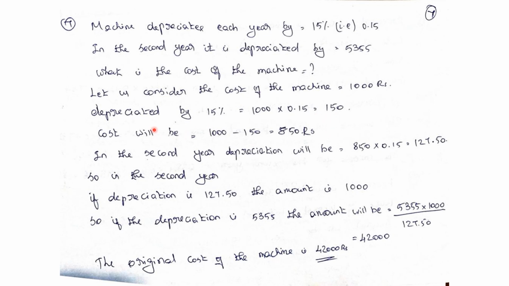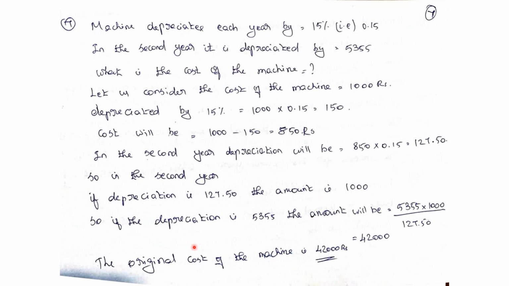So here this is compounded, but we should subtract this amount from the principal because it is the depreciation value. So 1000 minus 150 will get 850. In the second year, this amount only we have to take as the principal. 850 into 0.15, we'll get 127.50. So in the second year, if the depreciation is 127.50, the amount is 1000.